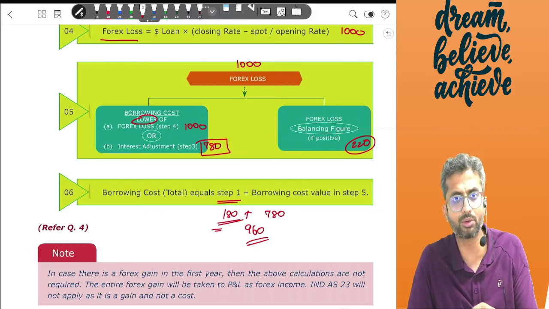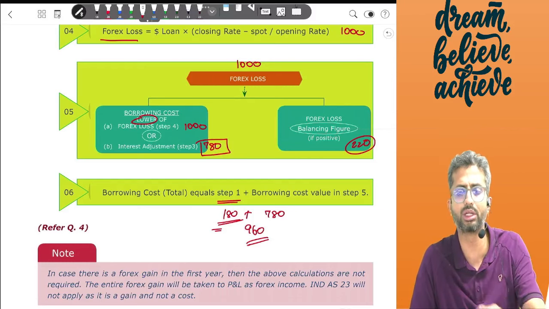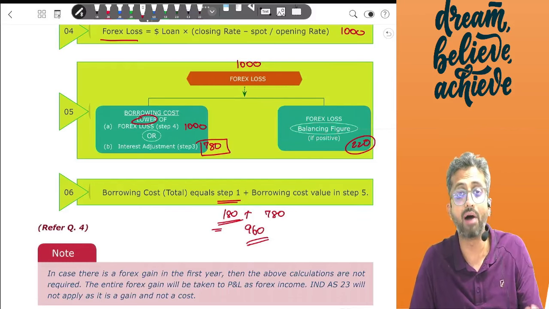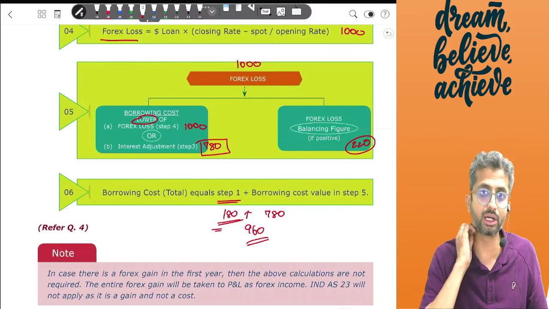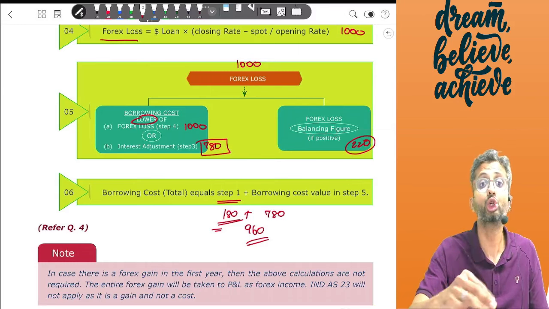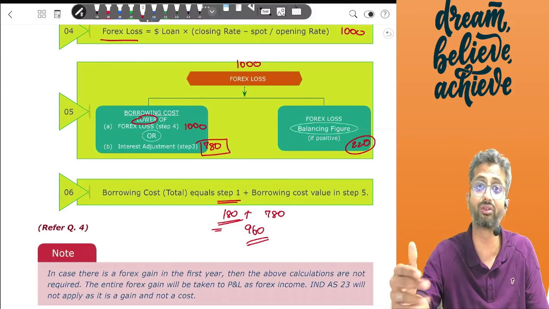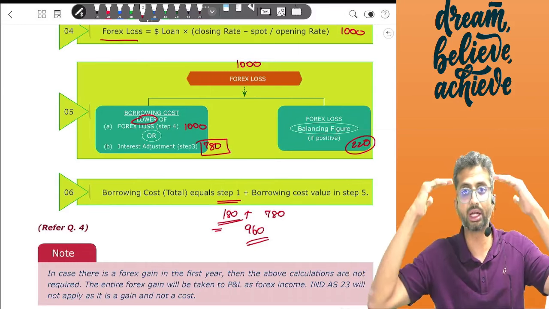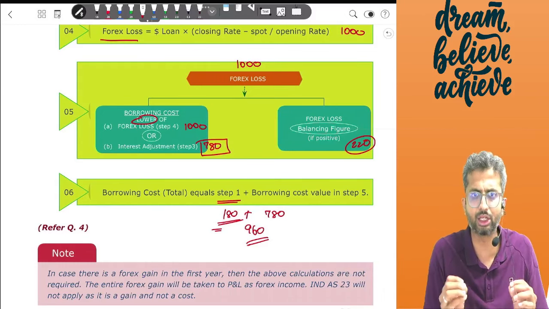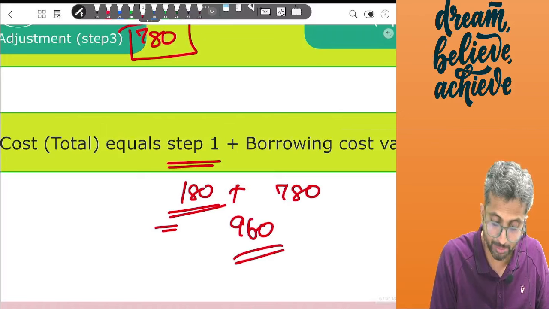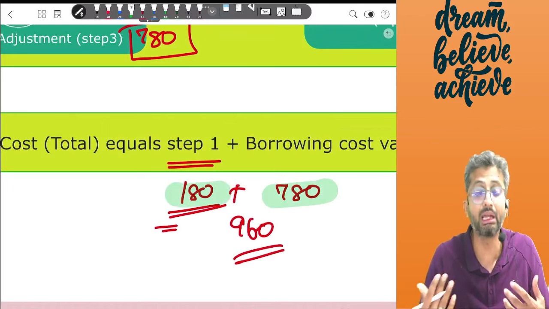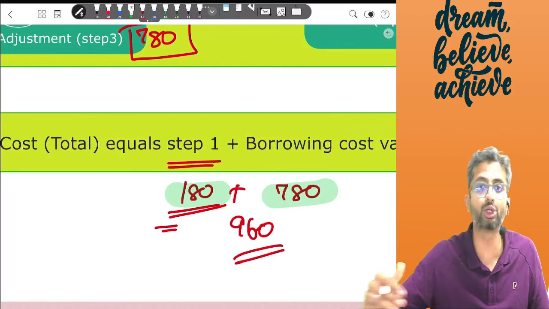Now, if there's a subsequent foreign exchange gain, we have just learned that foreign exchange gain should go to the P&L. However, that is if at the initial recognition there's a forex gain. If subsequently there is a gain, in the past you have considered some of the forex losses as borrowing cost, on the amounts that you will have to pay. Like you considered 960 as borrowing cost, but out of 960 you have actually paid only 180, the remaining 780 you thought that when I have to repay, you will have to pay.